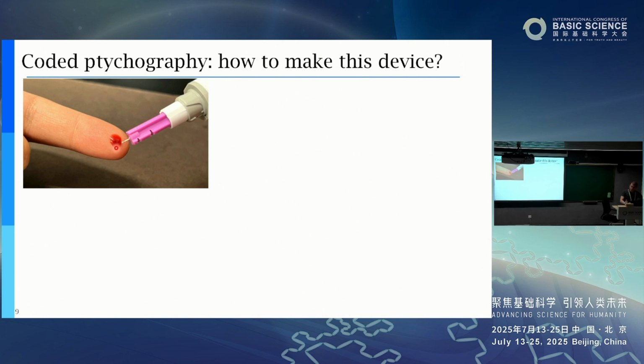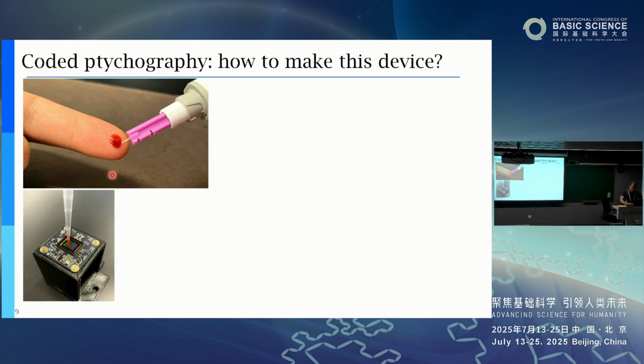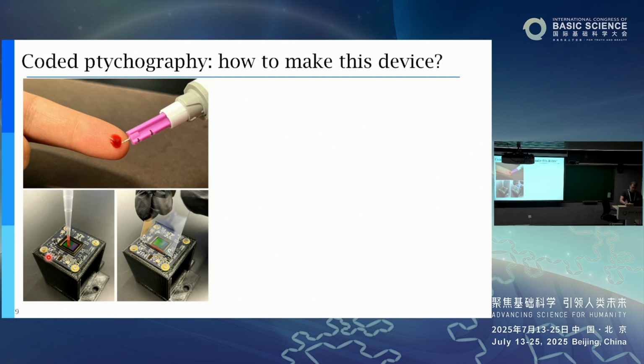You get a drop of blood, and then you smear this drop of blood on top of the image sensor. This is the conventional image sensor. What you are going to do is just put this drop of blood on top of the image sensor.